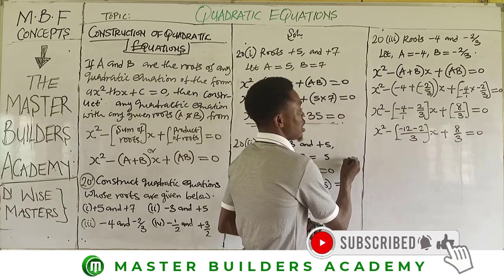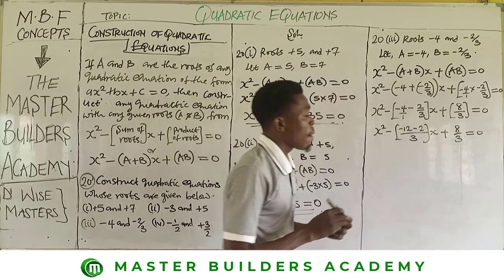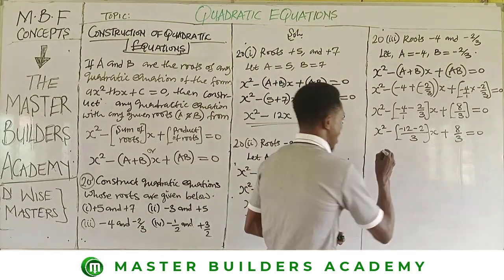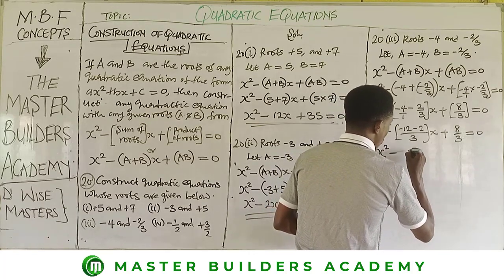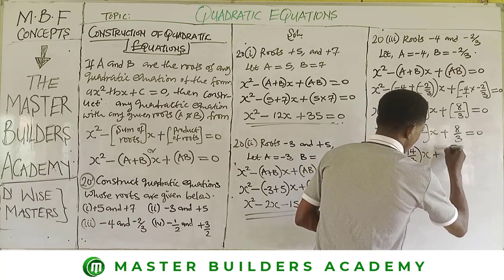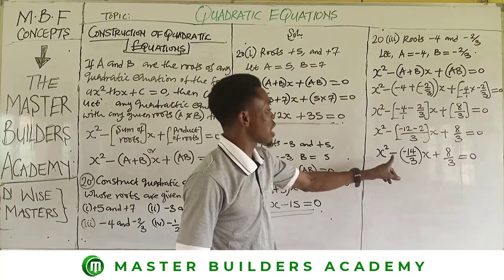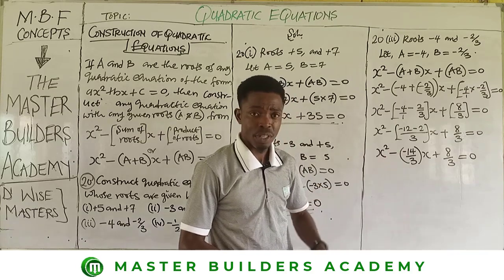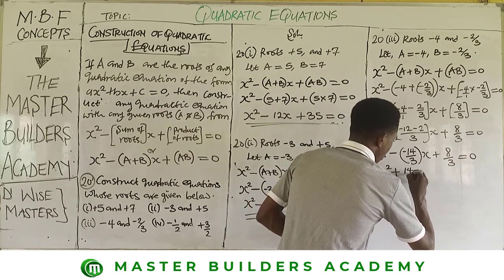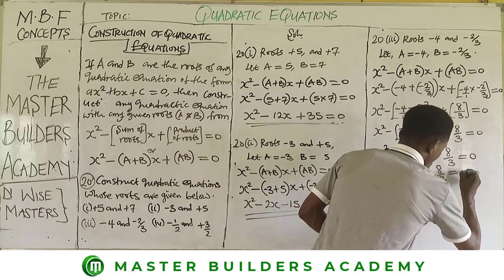Now we are making progress. Then the next thing we are quickly going to do, guys, is to what? Add up the numerator. So minus 12 minus 2, guys, will give us minus 14. You can check that out with the help of your calculator. Alright, so this is giving us x squared minus 14 over 3x plus 8 over 3 is equal to 0. Then finally, all we need to do now is to remove this bracket. Now, minus times minus is plus. So this would have given us x squared plus 14 over 3x plus 8 over 3 is equal to 0.